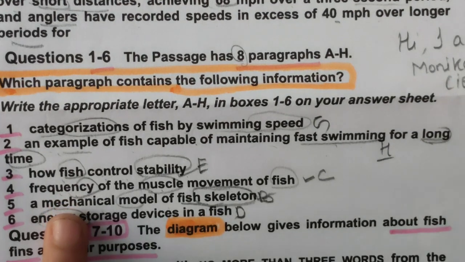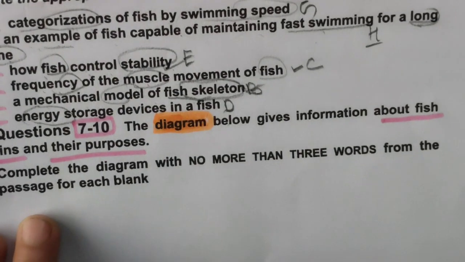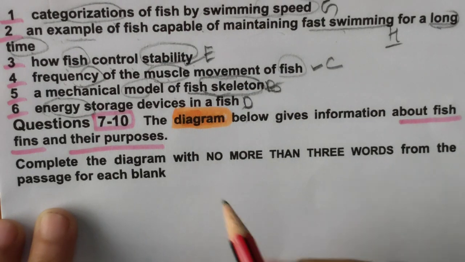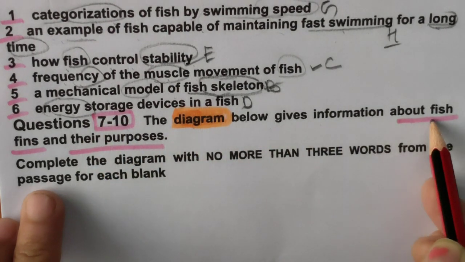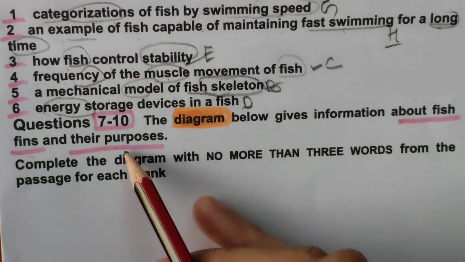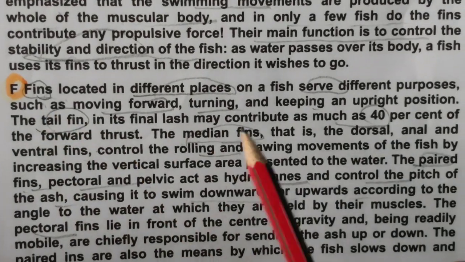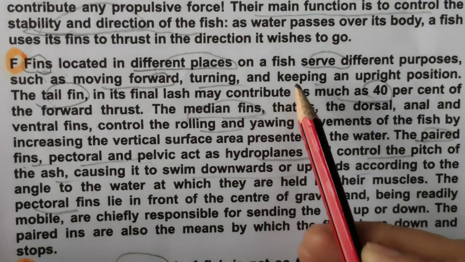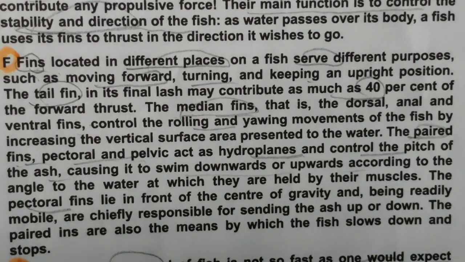Now coming to fill in the blanks. This is fill in the blanks, and we have questions 7 to 10. The diagram below gives information about fish fins and their purpose, and we know they were talking about fish fins in this paragraph. That's why I think they have not given any answer, because they have selected this paragraph for fill in the blanks.